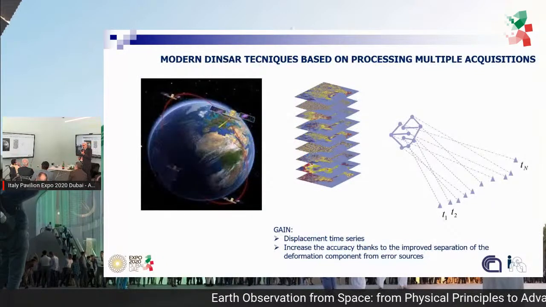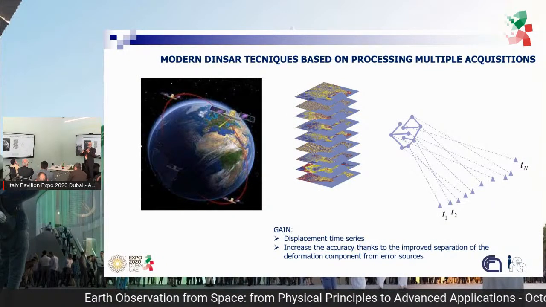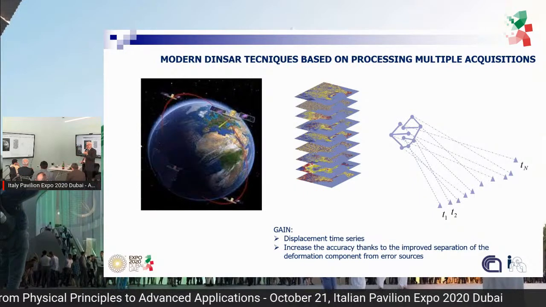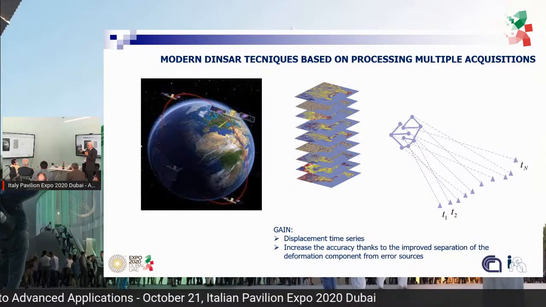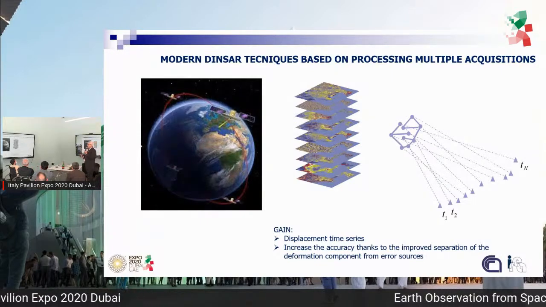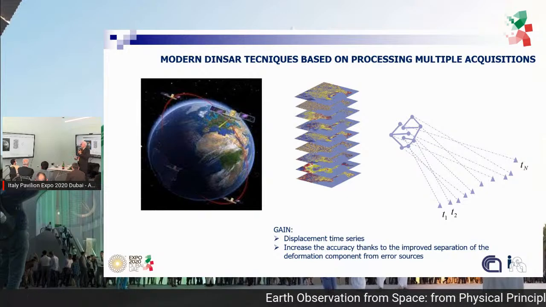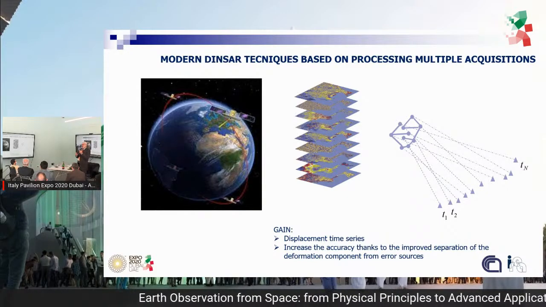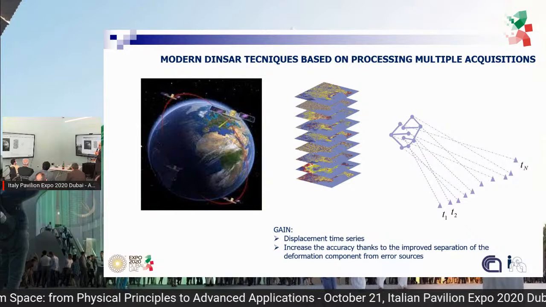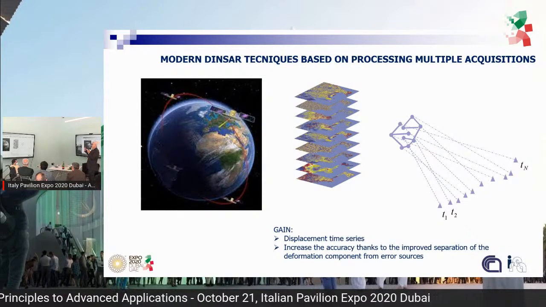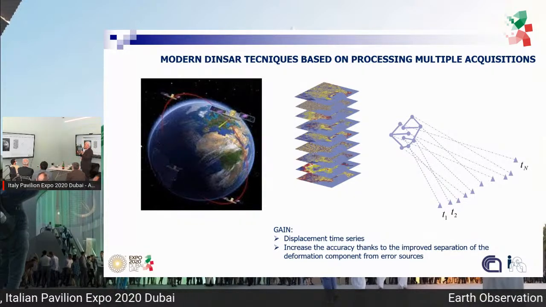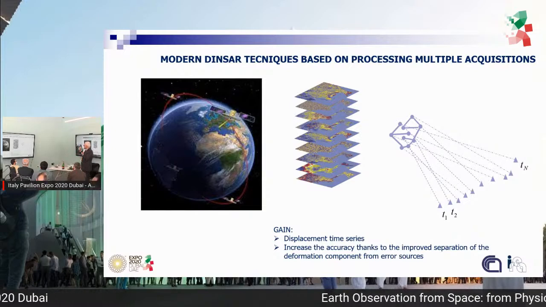With the current approaches, we have satellites orbiting in polar orbit, so each time they pass, they acquire radar images. We can collect this stack of radar images and process all the images together, in order not only to detect a change from one image to another one, but to monitor the deformation over time. This is the task addressed by the modern multi-temporal differential interferometric technique. We generate different interferograms, process them in a quite complex way, and we are able to monitor the deformation over time.